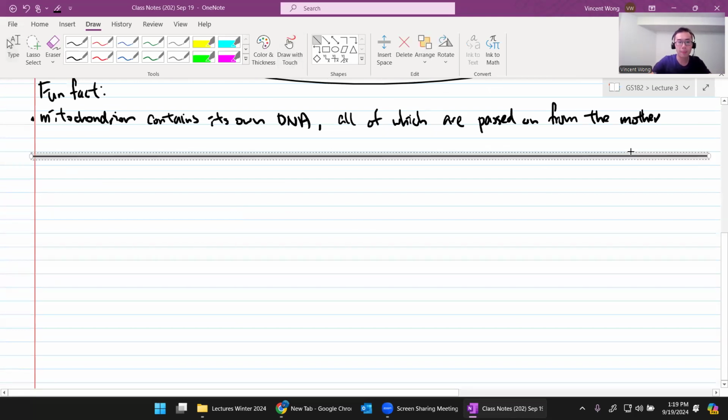Lecture 4 is about transport, as in moving things in and out of the cell. In order to understand transport, we have to understand the structure of the cell membrane. So that's what we're going to do. We are going to be talking about the fluid mosaic model of the cell membrane.